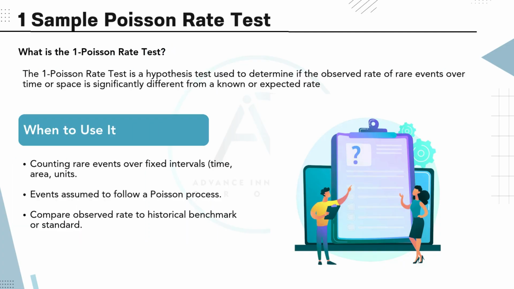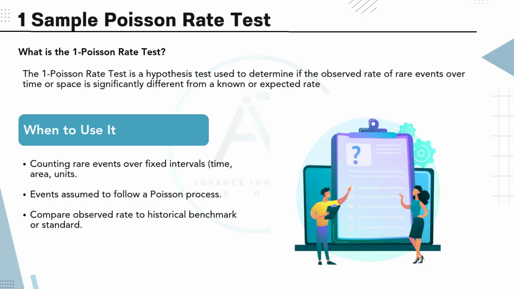This slide explains the conceptual foundation behind the one-sample Poisson rate test. Let's begin by understanding the purpose of this test. The one-sample Poisson rate test is used when we want to evaluate whether the rate of occurrence of rare events in a given sample is significantly different from a known or expected rate, such as historical data or a target rate. When to use it.